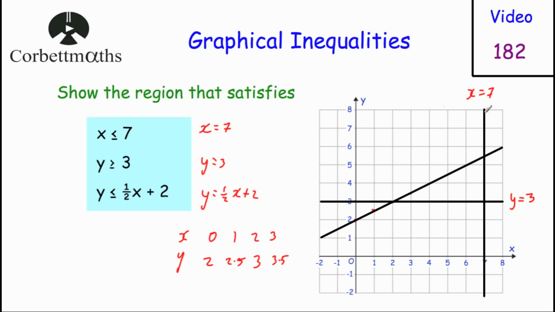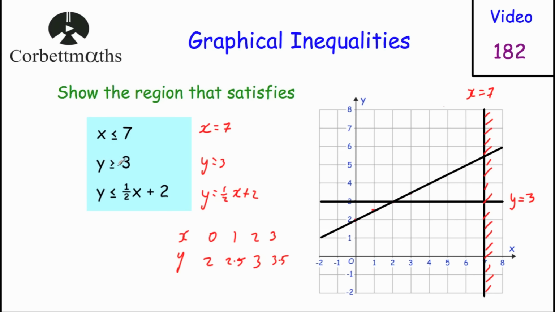So it can't be anything on the right hand side of this line because anything over here would have an x value bigger than 7. So what I'm actually going to do is just shade this right hand side to show that it can't be anything on this side of the line because x has to be less than or equal to 7. Okay, let's have a look at our next one.